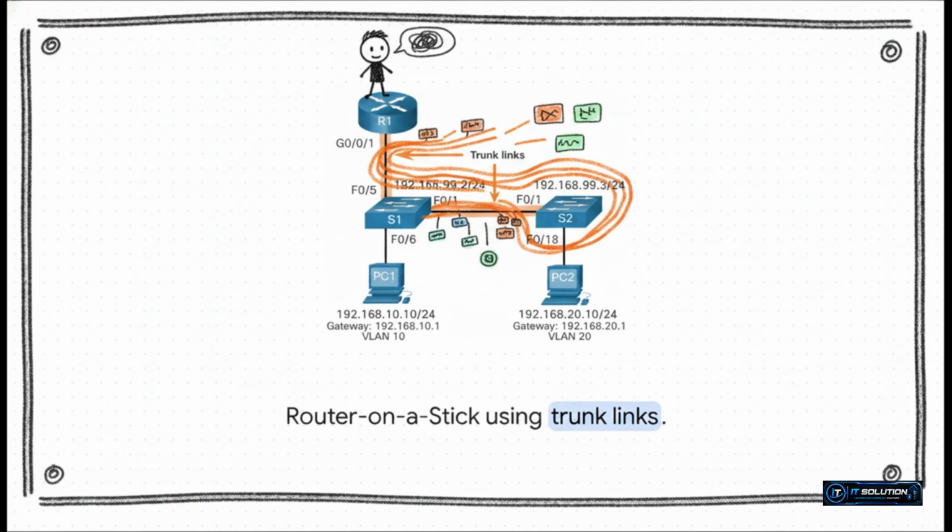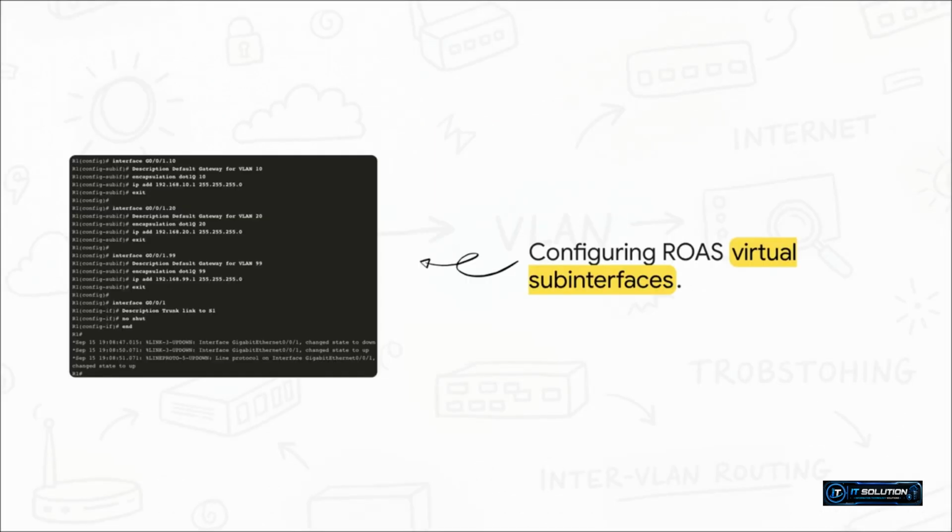By using a trunk link, we can actually divide that one physical router interface logically, allowing it to handle traffic for a bunch of different VLANs. The router just reads the 802.1Q VLAN tags as they come in, routes the packet, tags it for the new VLAN, and then sends it right back down that exact same physical cable. Pretty slick, right? Now let's look at exactly how we configure this logical division in the terminal.